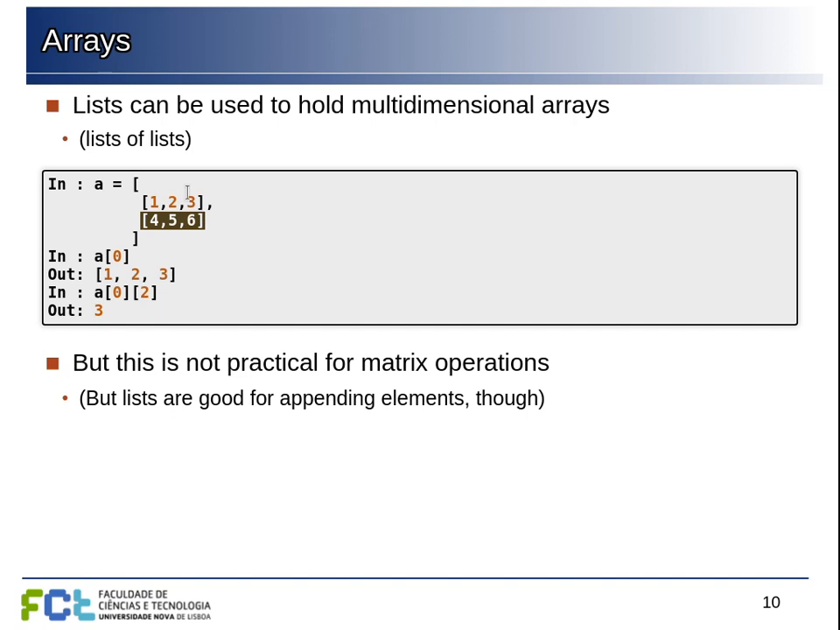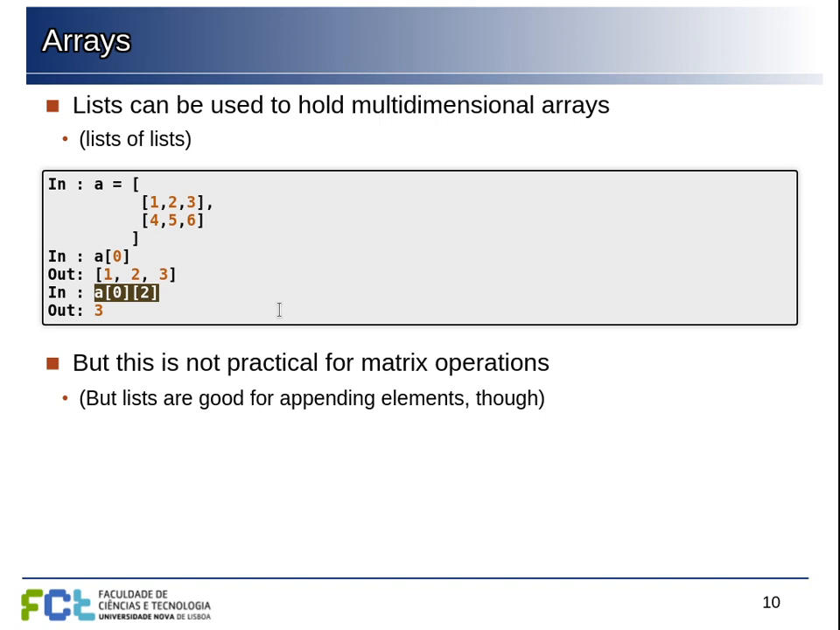If we want a specific number here, a specific cell in this matrix, we can say, for example, from A, the first element of index 0, and from that one, the element of index 2. And in this case, it's this 3 here, because this is the element of index 0 of A, and this is the element of index 2 of A0, which is this list here. However, this is not very practical, both for doing computations and matrix operations and so on, and also for the way that we have to index the cells in the matrix.